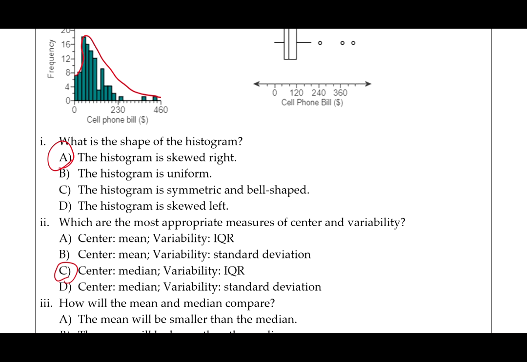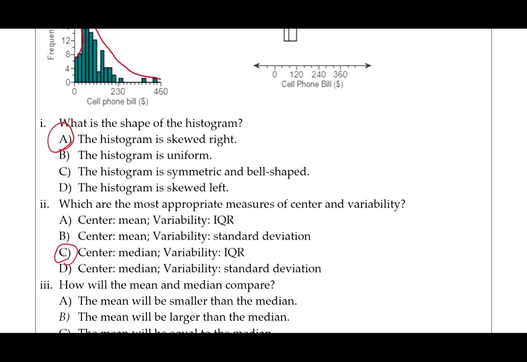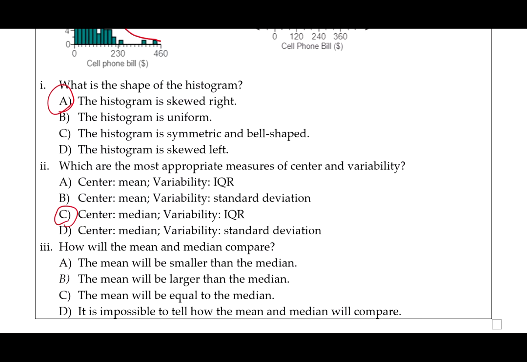How will the mean and the median compare? Well, in a right skewed distribution, the mean, which is not resistant, gets pulled towards the right. So therefore, the mean will be larger than the median.